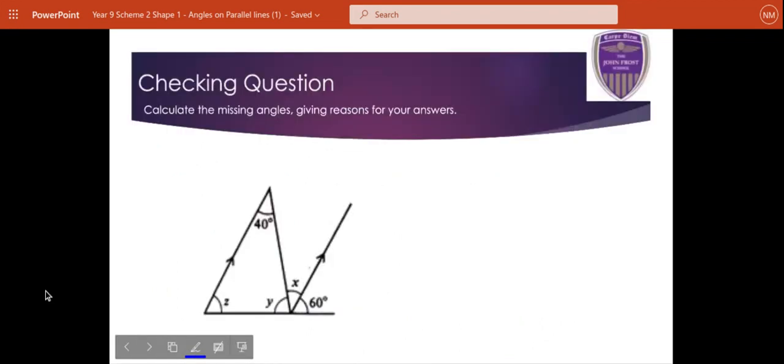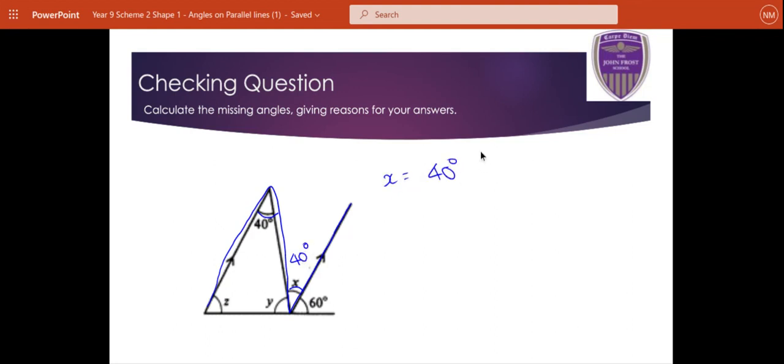All right, for the checking question now, it says calculate the missing angles, giving reasons for your answers. The first one I'm going to do is this sort of Z shape here. Excuse the drawing. That Z shape there, because that is 40, X must be 40 as well. So X is 40 and that's alternate angles.